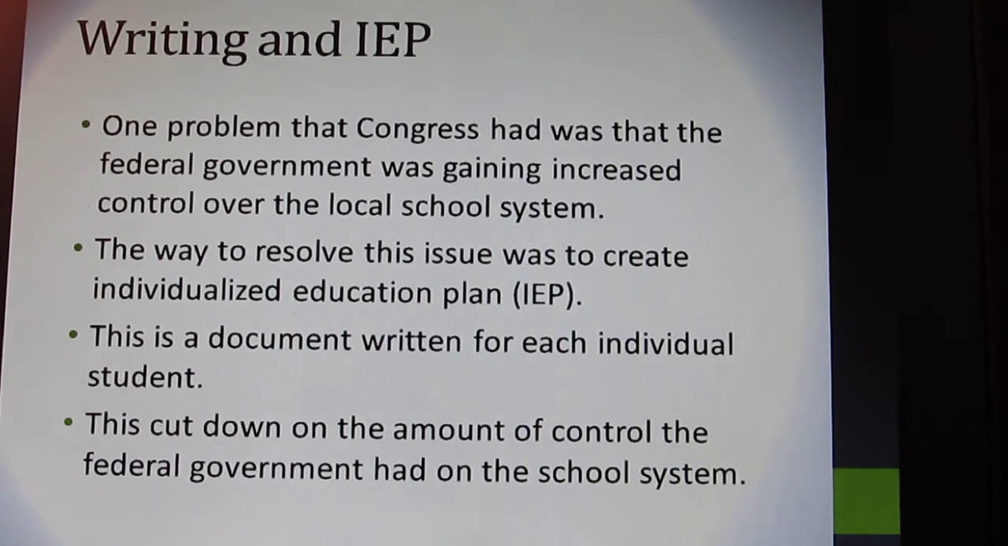When talking about students with disabilities, talking about their IEPs comes up. When Congress was first starting to come about with this, the problem they had was the federal government was gaining an increased control over the local school systems. And their way to resolve this issue was to create an individualized education plan, or your IEPs. And this document is written for each individual student. And this cut down on the amount of control the federal government had on the school systems.